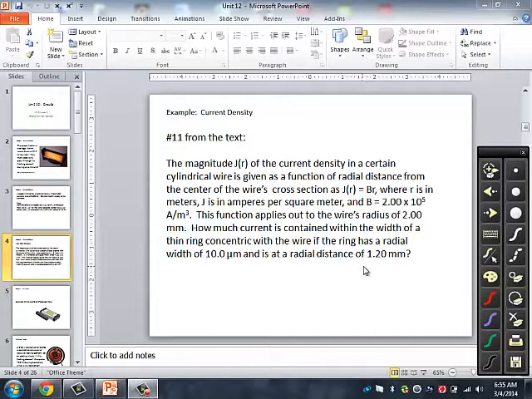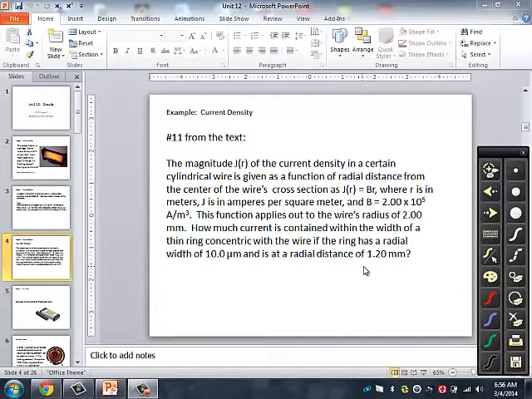It says the magnitude J(r) of the current density in a certain cylindrical wire was given as a function of radial distance from the center of the wire's cross section as J(r) equals Br. In other words, the current density varies with the radius. B is just a constant, and they give it to you as 2.00 times 10 to the 5th amps per cubic meter. And it says this function applies out to the wire's radius of 2 millimeters. How much current is contained within the width of a thin ring concentric to the wire if the ring has a radial width of 10 micrometers and a radial distance of 1.2 millimeters?